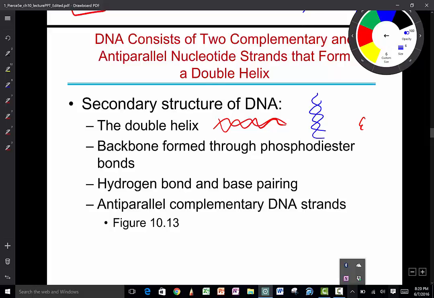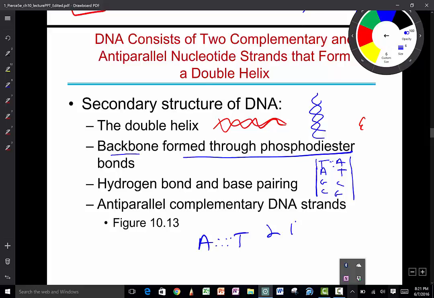The backbone, the sugar phosphate backbone, is formed through phosphodiester bonds. The two strands are held together by hydrogen bonds between the base pairs. And one thing that I mentioned before, between A and T there's two hydrogen bonds. So this dotted line means a hydrogen bond, which is not a covalent bond, and that's why it gets a dotted line. And it's important that it's a dotted line.